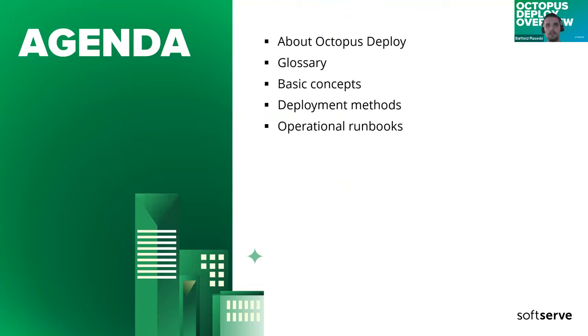I'll talk a few words about Octopus Deploy as a tool. Then we'll go through the glossary to know some terms when speaking about Octopus Deploy. And then I can show you some basic concepts that are available in Octopus Deploy. Then the next point will be deployment methods available to you when you use Octopus Deploy. And we'll see manual and automatic deployments.